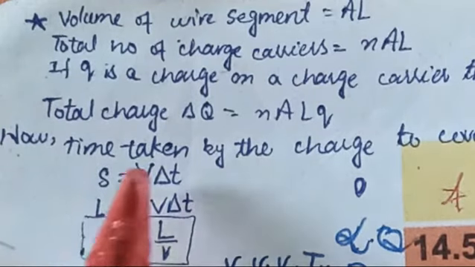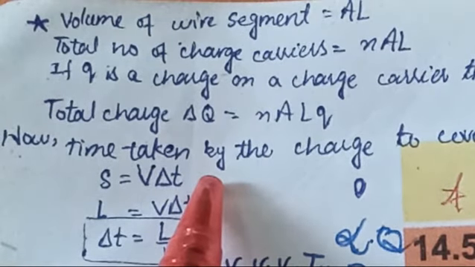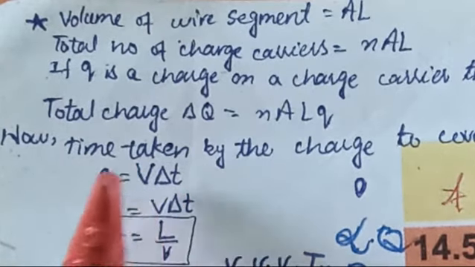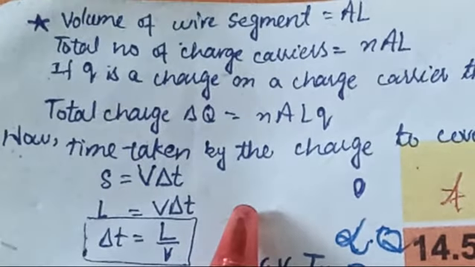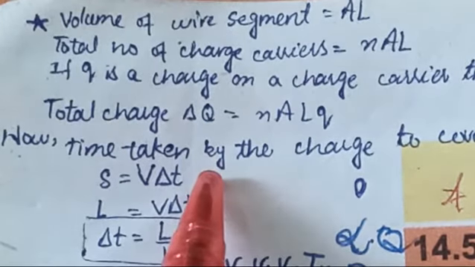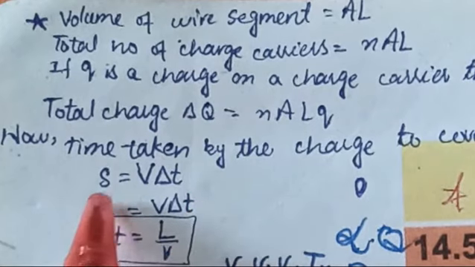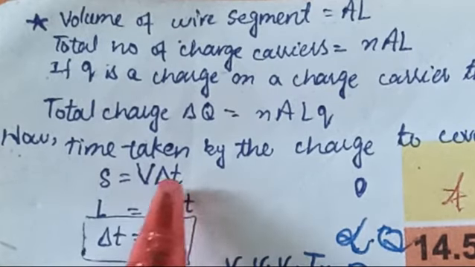Now, the time taken by the charge to go from one end of the length to the other end is represented by capital L. So, L is the distance. So, S is equal to V into T, and this is delta T.